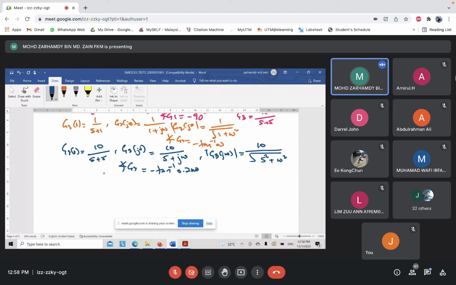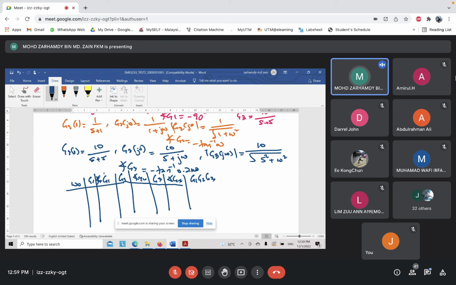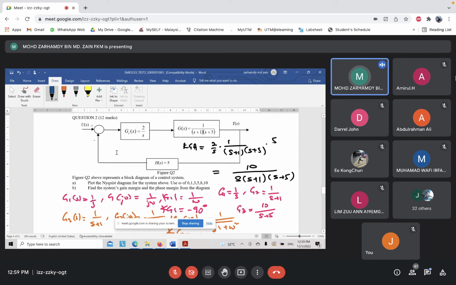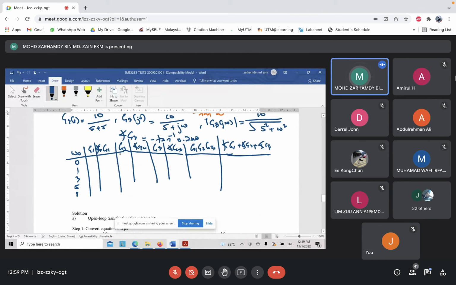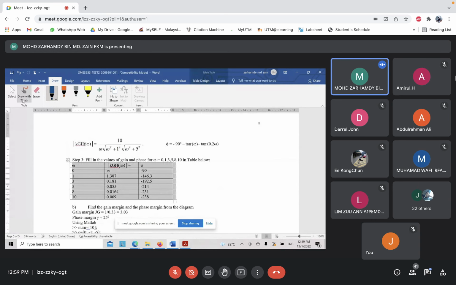Then you should make the schedule of omega, gain of G1, phase G1, gain G2, phase G2, gain G3, phase G3, and lastly total of G1 G2 G3, and you will get summation of G1 plus summation of G2 plus summation of G3. Okay, so omega 0.1, 3, 5, 8, 10. So from here you need to substitute all the values, and then you give the answer.